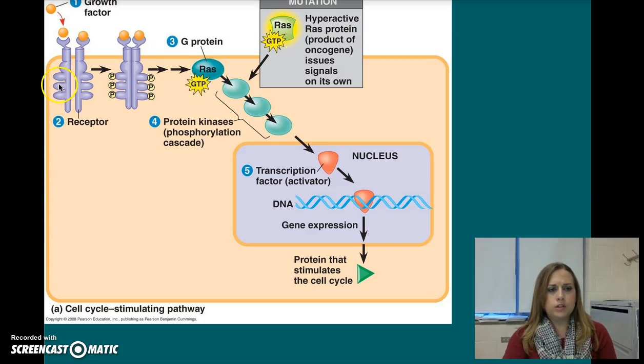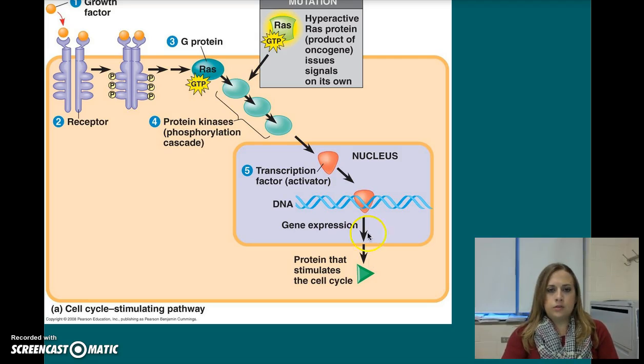Now, in a normal system, the growth factor is going to come in, it's going to be received by the cell. So here you have a protein kinase. They are going to activate a G protein. This is the RAS G protein. That's going to trigger a phosphorylation cascade. It's going to send a signal into the nucleus. So here you have your transcription factor. You are going to transcribe a section of DNA that codes for a gene. Then in the cytoplasm, you will make the protein that stimulates the cell cycle.